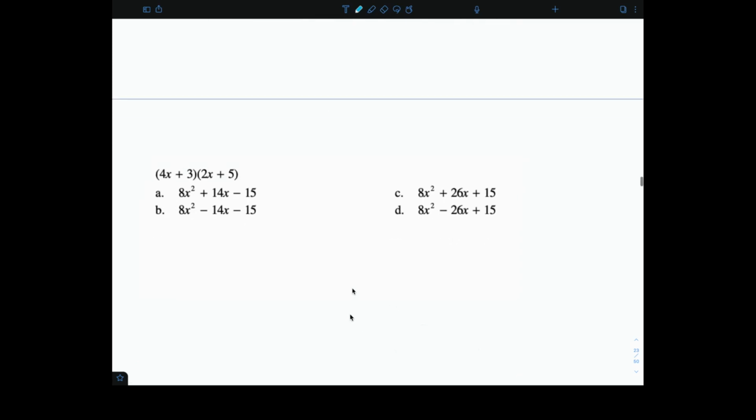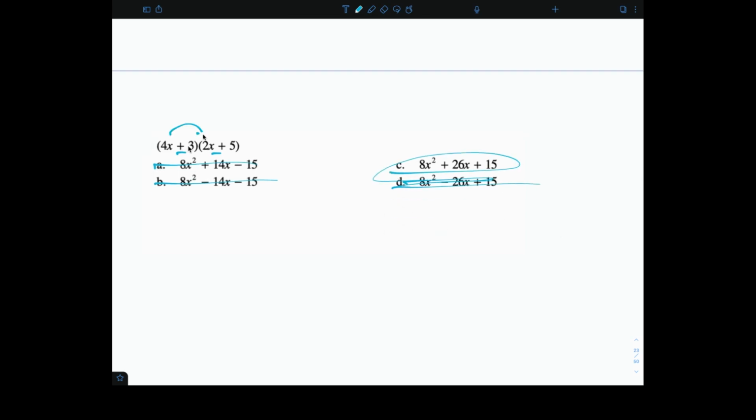Let's look at the next one. So the next one is more foiling. I do want you to realize that because these are both positive here, the only answer choice that makes sense is answer choice C. But for educational purposes, I will FOIL.